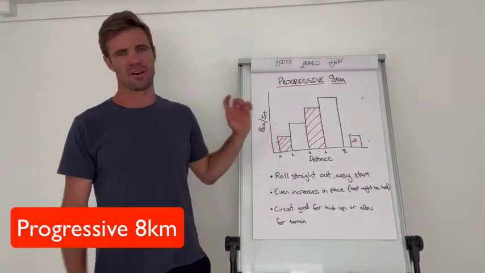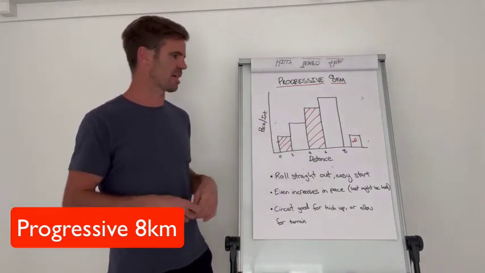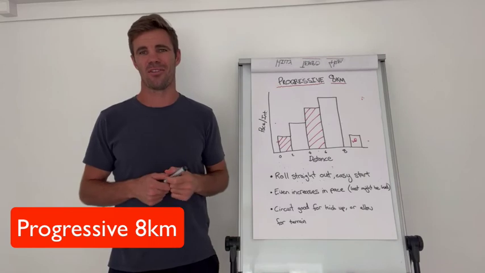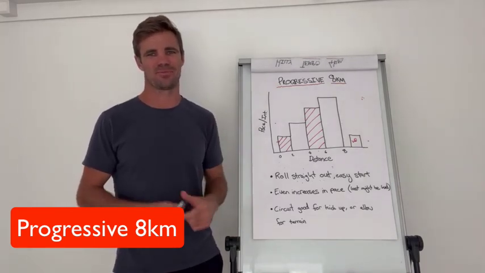So don't stress out if you're not hitting the times, just go on the intensity scale. So that's the progressive of 8 kilometers, stepping up evenly each 2K. Have fun with it.